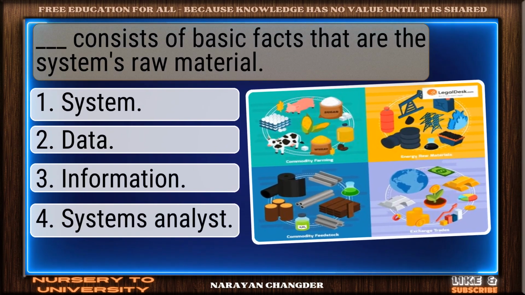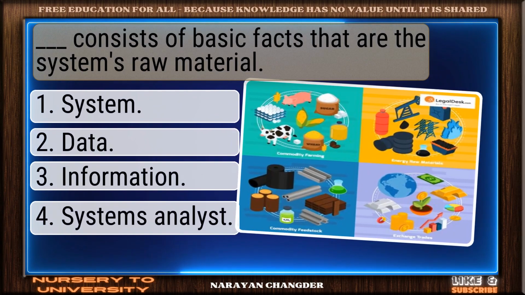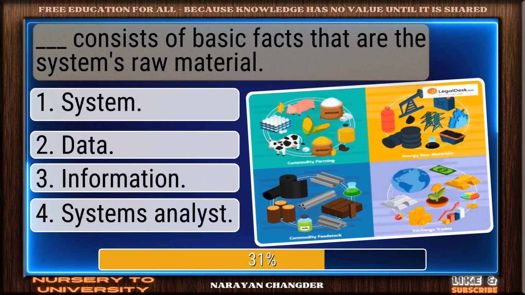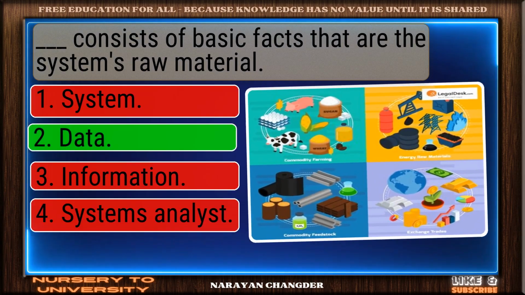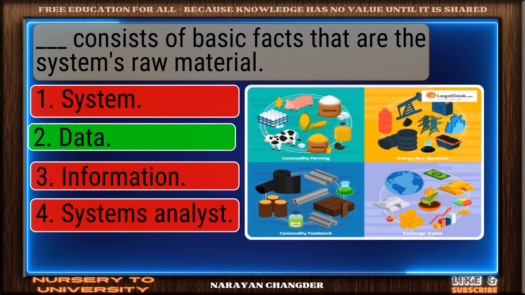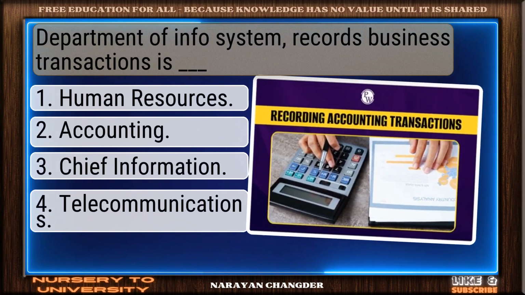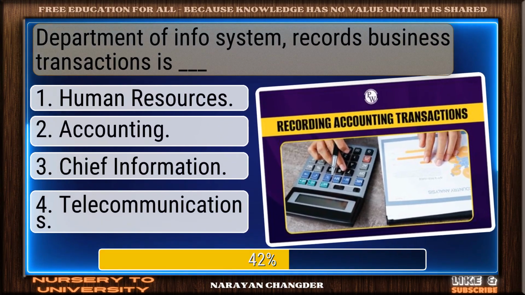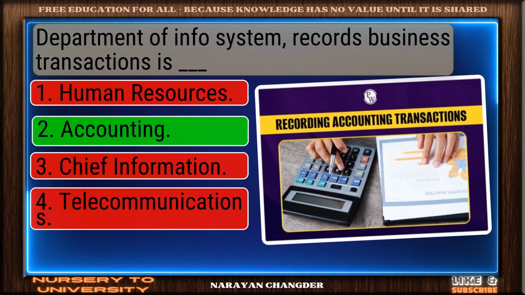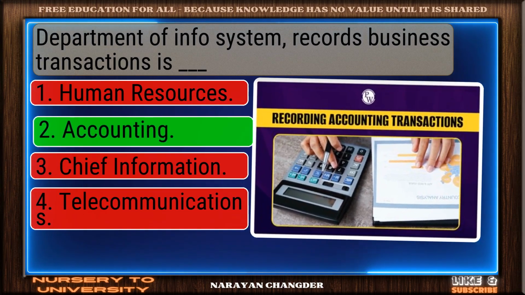Dash consists of basic facts that are the system's raw material. Well picked. Data is correct. The department of an information system that records business transactions is dash. You got it. Accounting fits.